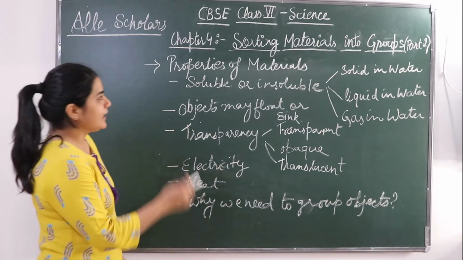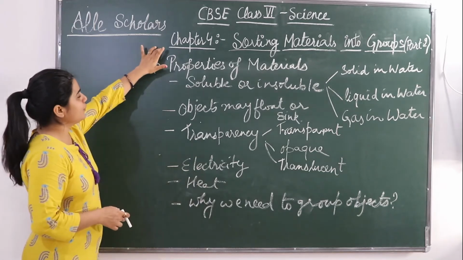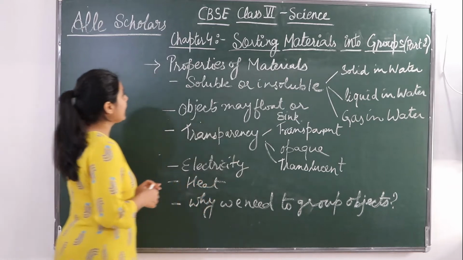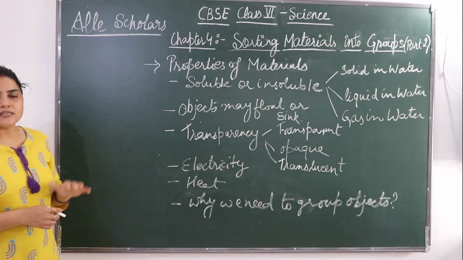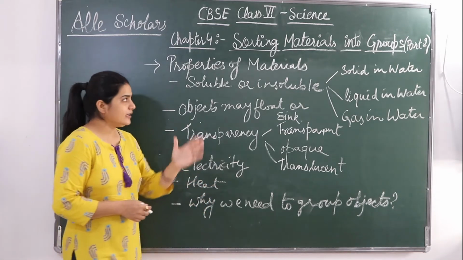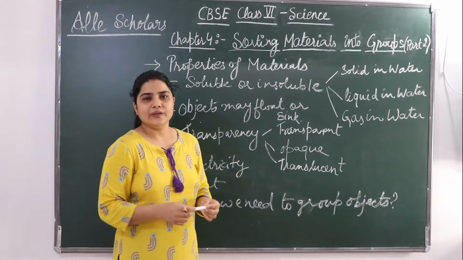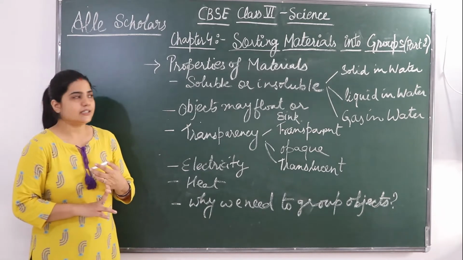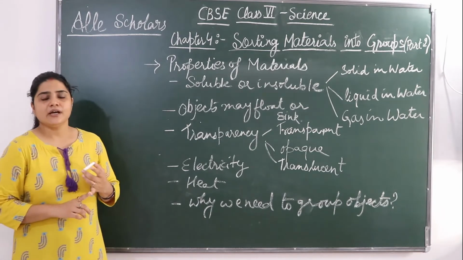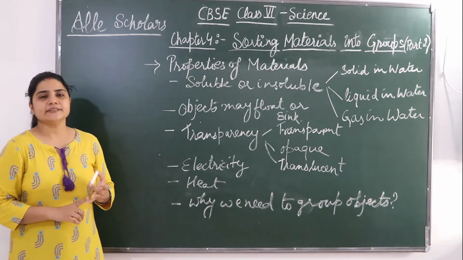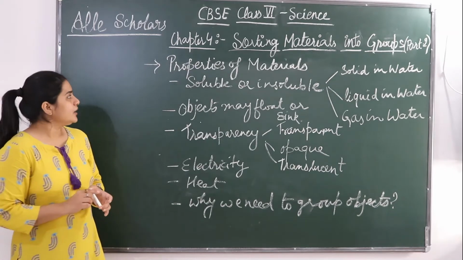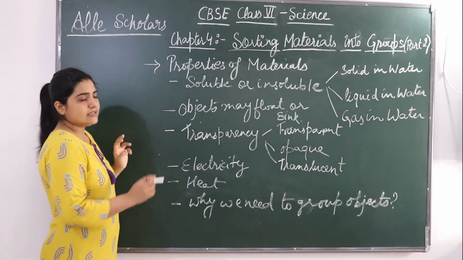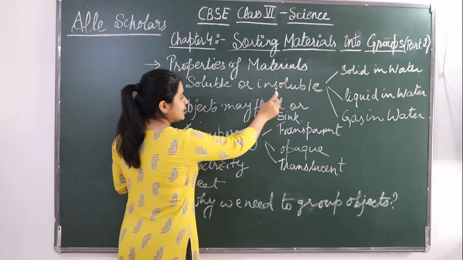So today I will be taking the second part of chapter 4 from class 6 science, sorting materials into groups. We have seen some of the properties of materials in part 1. If you go to part 1 of my video, we have discussed some properties of materials there. We have seen appearance and hardness. Now we shall discuss some other properties of materials, soluble or insoluble.